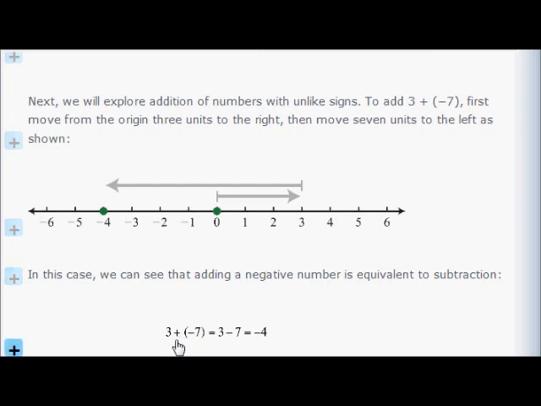So anyway, let's go back to our example here that was given to us, 3 plus negative 7, and we can show that when you write 3 plus negative 7, you can just have this negative cancel out the positive. Adding a negative number is the same as subtracting the opposite of that number, okay?